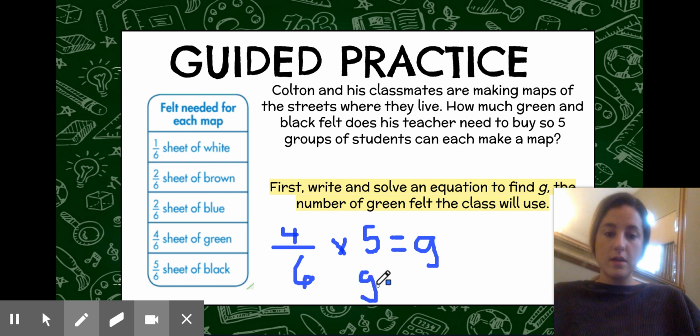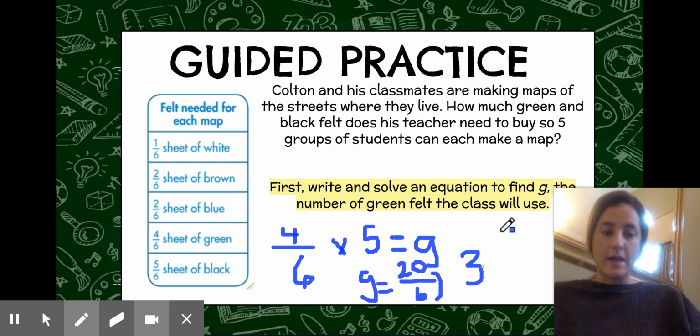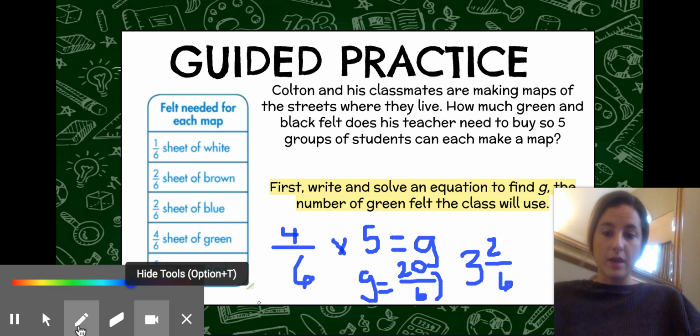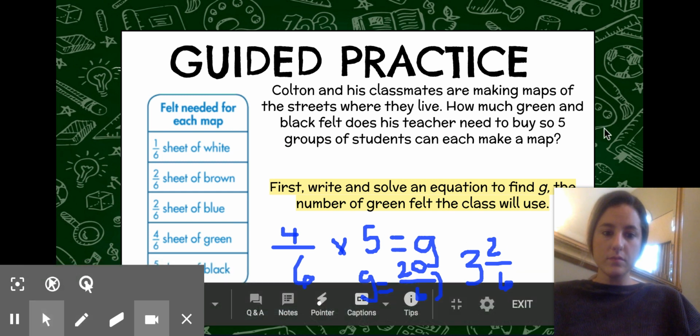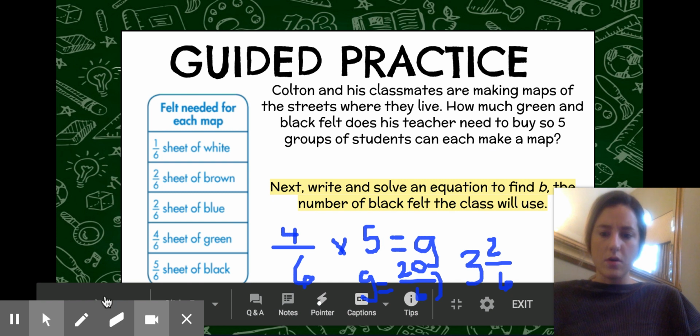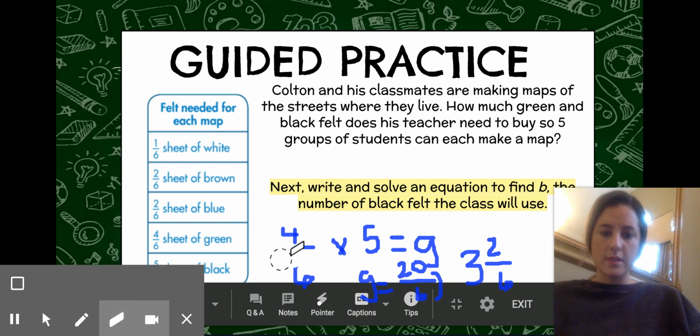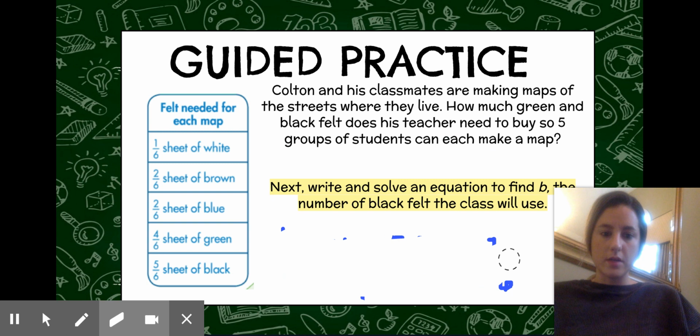So 4/6 times 5 equals G. G equals, well, 5 times 4 is 20 over 6. How many times can 6 go into 20? 6, 12, 18, 24. 3 times. That would be 18 with 2/6 left over. So G equals 3 and 2/6. Let me just erase that to go on to the next one.